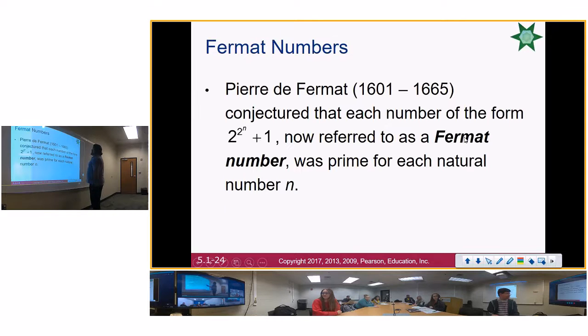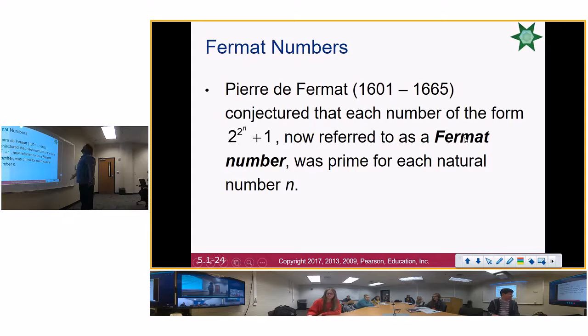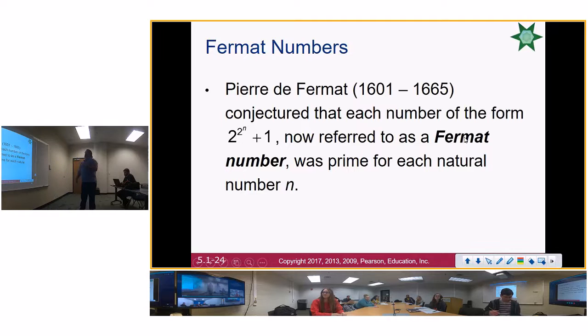Fermat's numbers. Why are we doing this? We're skipping this. I will mention Fermat's theorem, though, because there's a guy in England that is now going under review.